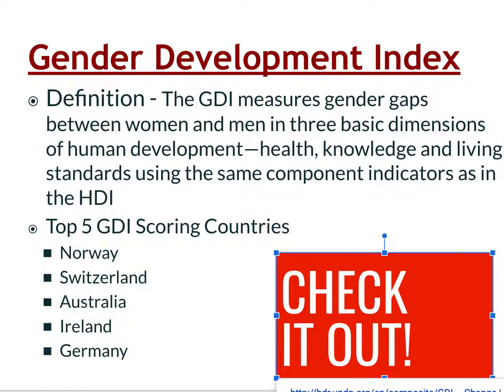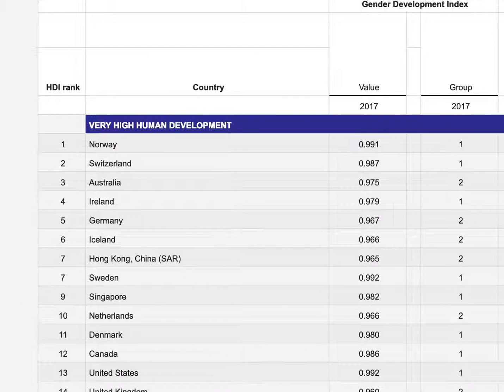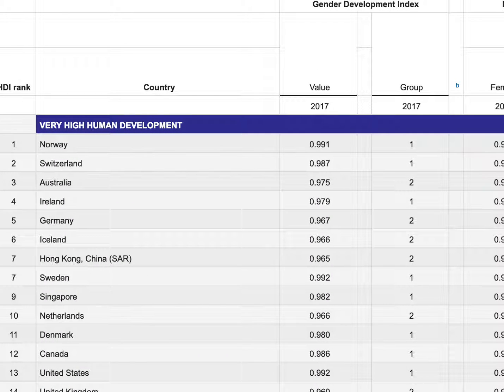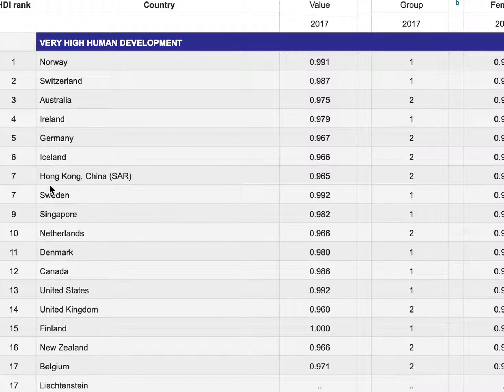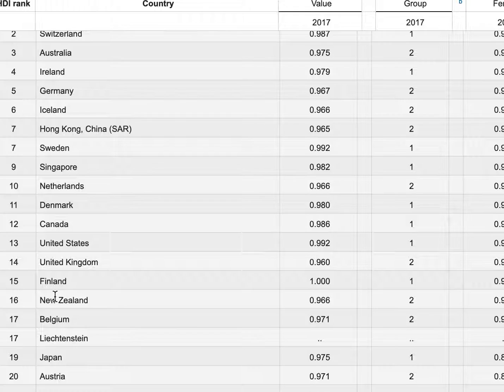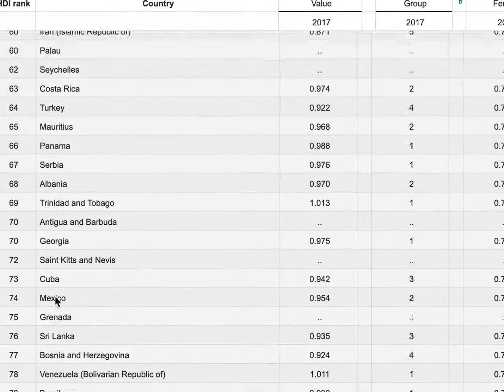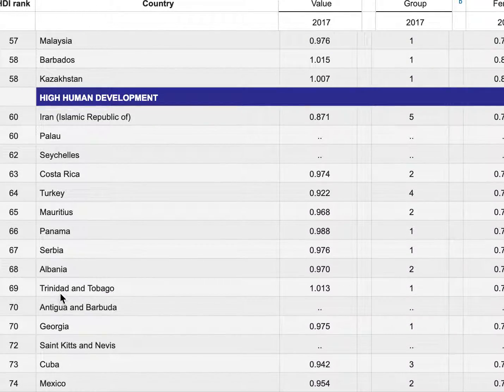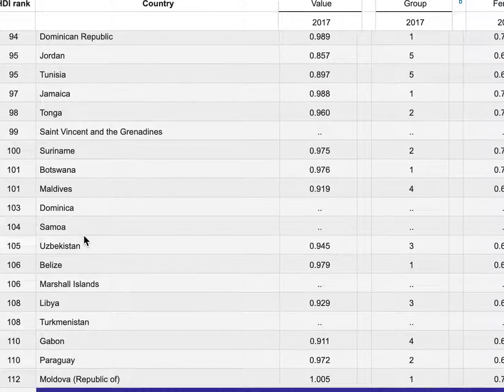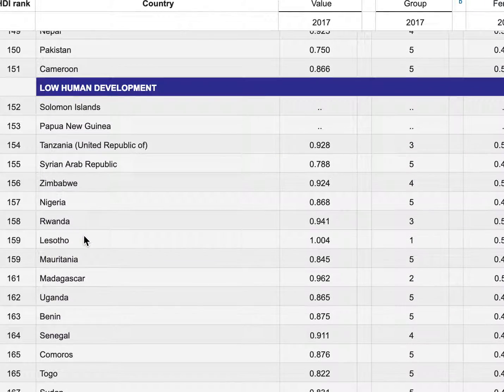Okay, there we are. So if we look at the human development in terms of health and standard of living, these countries score the highest. And the US is number 13. And then also, if we scroll all the way down, we have high human development. And those are the countries there. And then I always like to look at the ones at the very bottom.